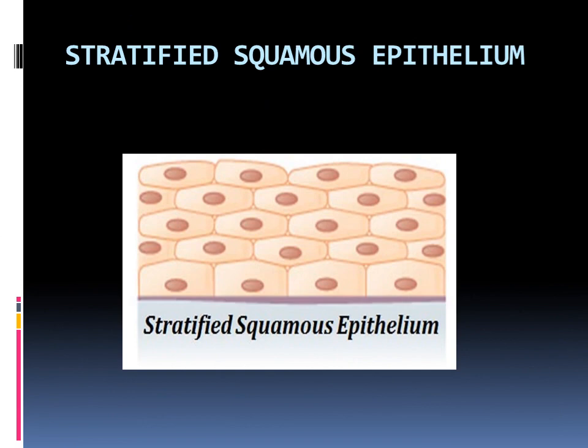So the next one is stratified squamous epithelium, right? Stratified squamous epithelium means, as we said already, many layers of cells will be there, and the shape of the cell, we already said squamous, means flat shape. So the flat shaped cells are arranged in many layers. The figure is displayed there, stratified squamous epithelium. Have we got it?